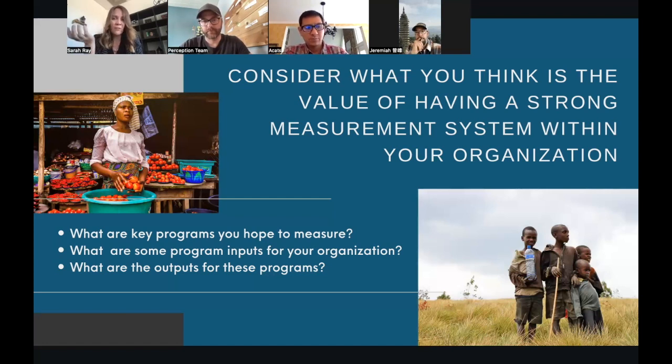So, benefits to having a strong measurement system for your organization. What would you all see as being a benefit to you personally if you were to have a consistent system in place to track different components of your ministry work?